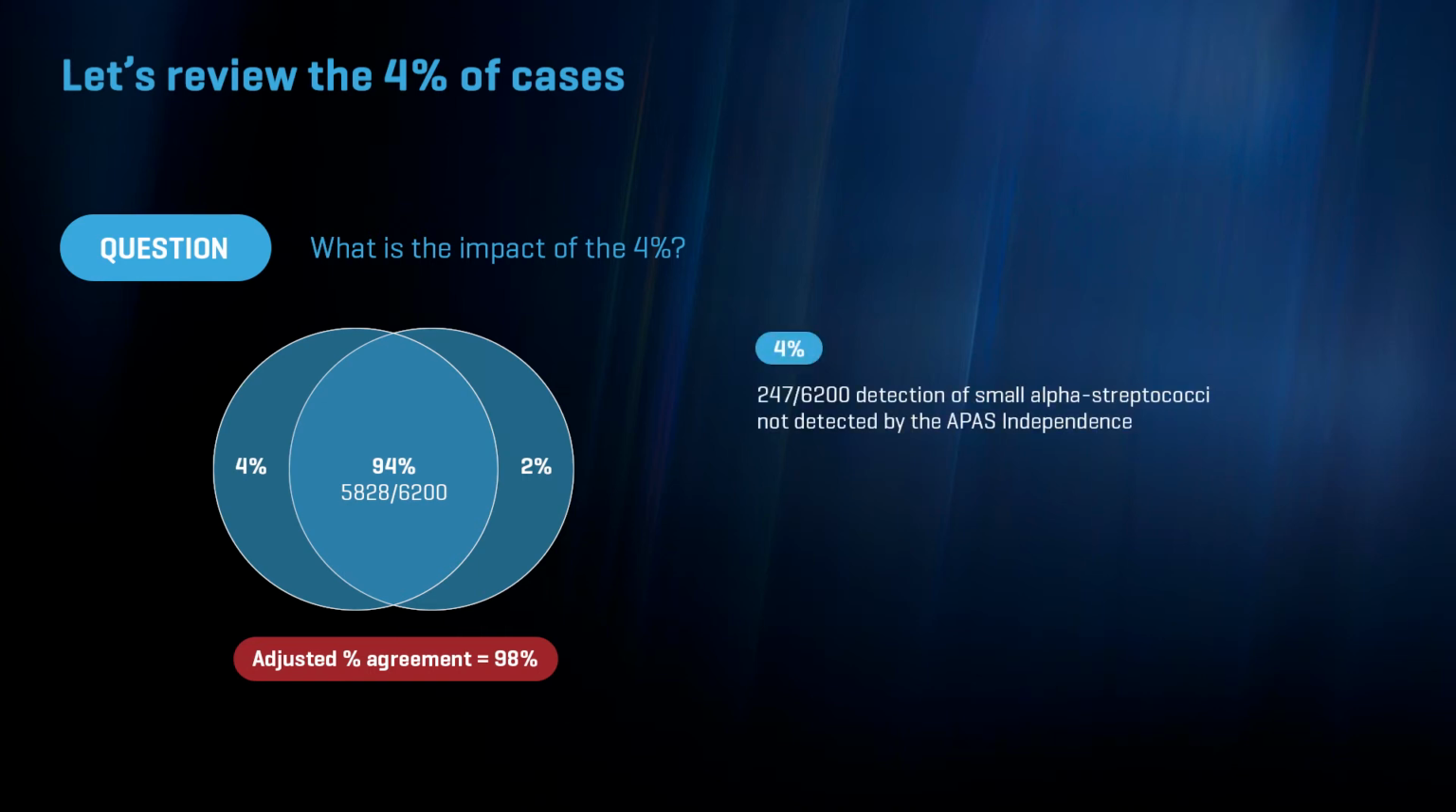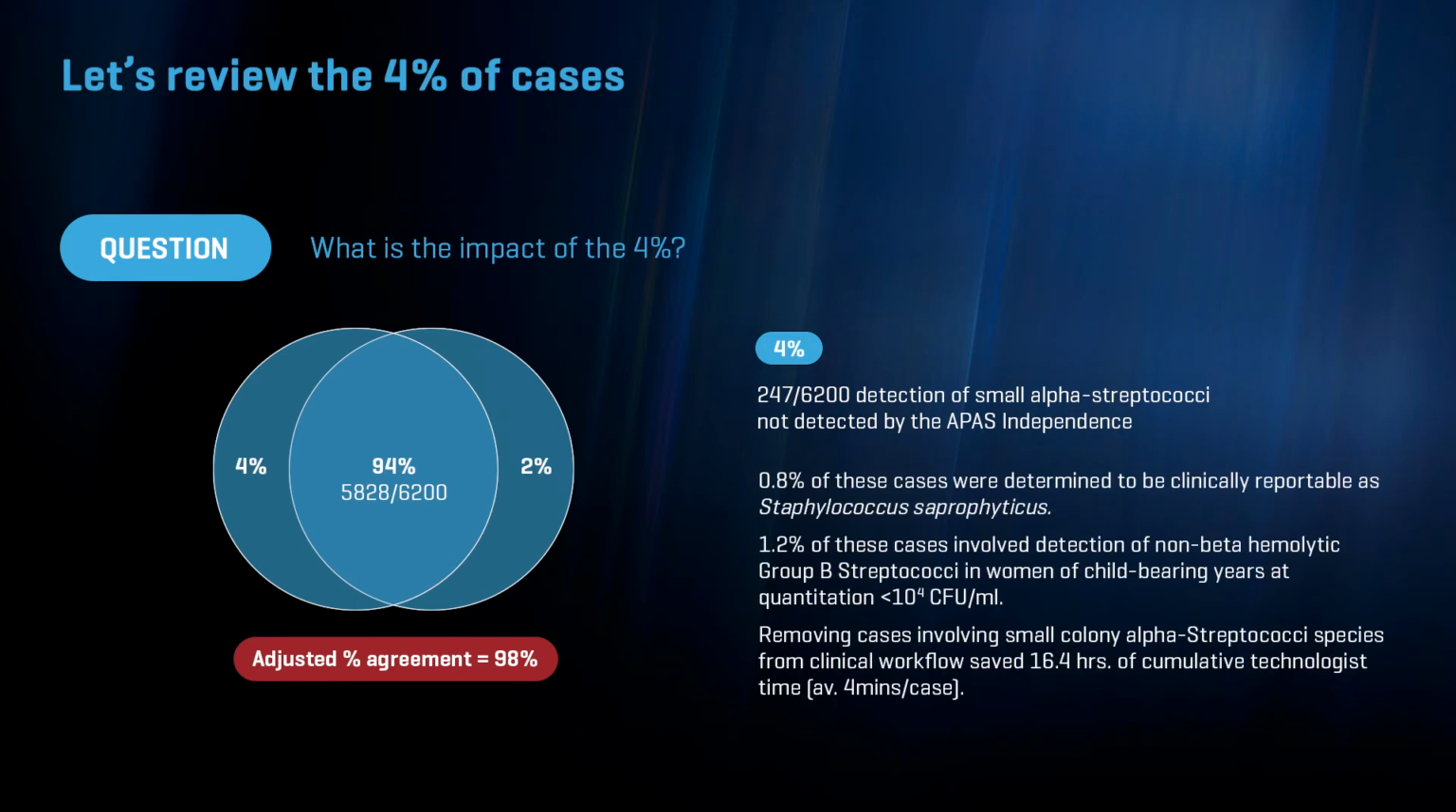As mentioned, 4% of these small alpha were not detected by the APAS system. 0.8% of these were determined to be clinically reportable as Staph saprophyticus. This is Staph saprophyticus that grew at quantitation less than 10 to the fourth. Clinically, there's some debate as to whether or not labs would report these at 10 to the fourth. Our lab does. So there were a couple cases of Staph saprophyticus that didn't enumerate correctly.